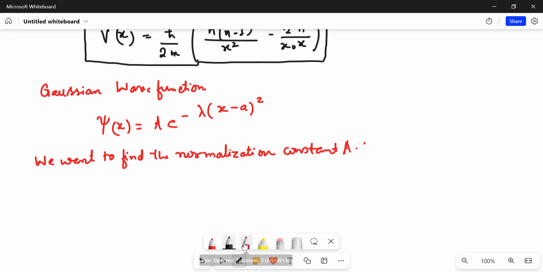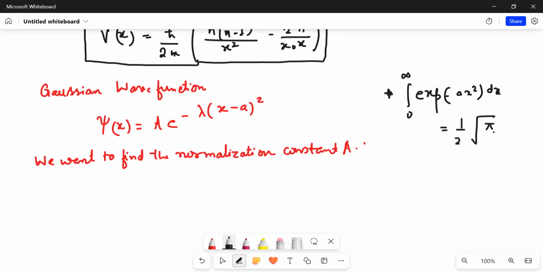And some integrations that may be useful to you, I'll write here. So if I want to write 0 to infinity, this integration, just remember this. You can find it also using the gamma function, but instead of finding it time and again, I'm going to write it for you so that you don't get confused. Okay, so if I want to find the normalization constant, things are very easy. It is minus infinity to plus infinity psi modulus whole square dx equals 1.